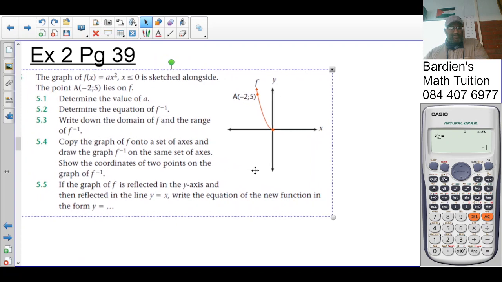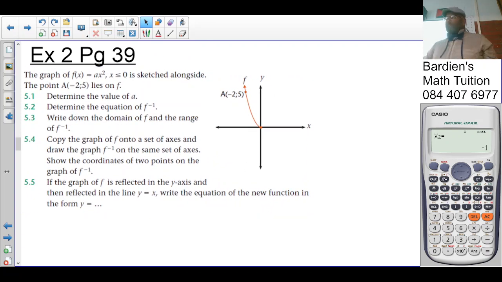Okay, so in number 5 we are told the graph of f of x equals ax squared, where x is less than or equal to 0. So this is part of a parabola. Can you see that's one arm only? It is sketched alongside. The point (-2, 5) lies on it. Determine the value of a.